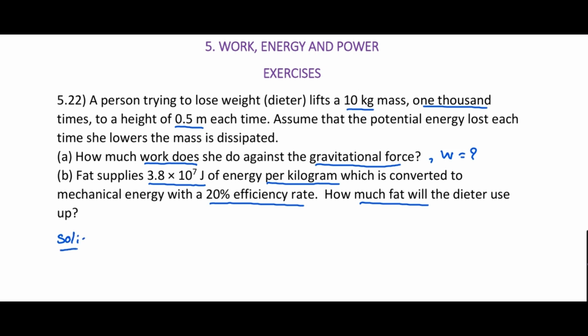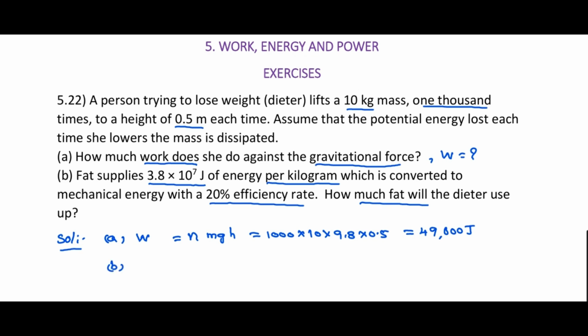Coming to this one. Here, the amount of work done is equal to, generally, mgh for one time the mass is lifted. But here it happened 1000 times, so I am writing n times mgh. That is equal to 1000 times the mass, which is 10, suppose if you are taking g value 9.8, we can take 10 also, into 0.5 meter. After simplification, 49,000 joules of work is done.